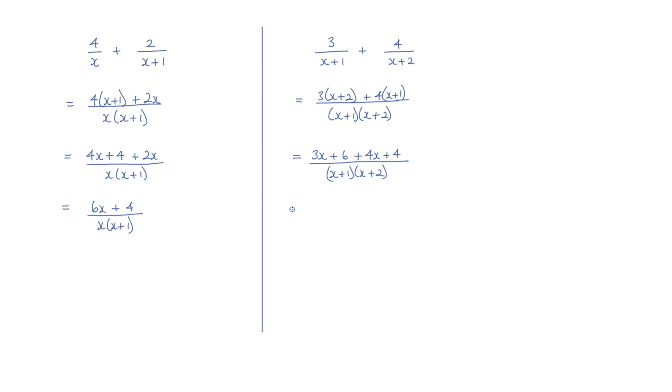And then just to finish off, all we need to do is to gather like terms here. So we've got the 3x and the 4x, which is 7x. The 6 and the 4 is 10, so plus 10. Again, that's over x plus 1 and x plus 2.